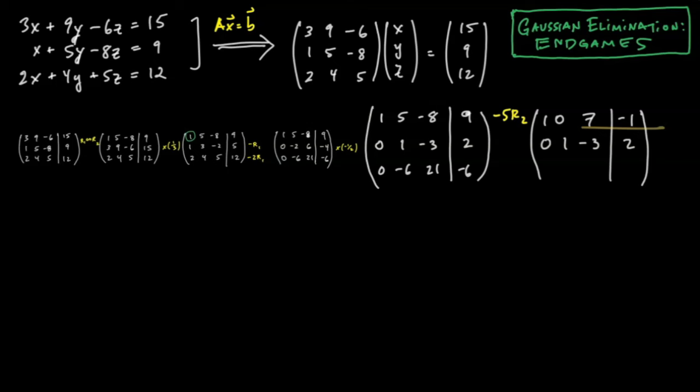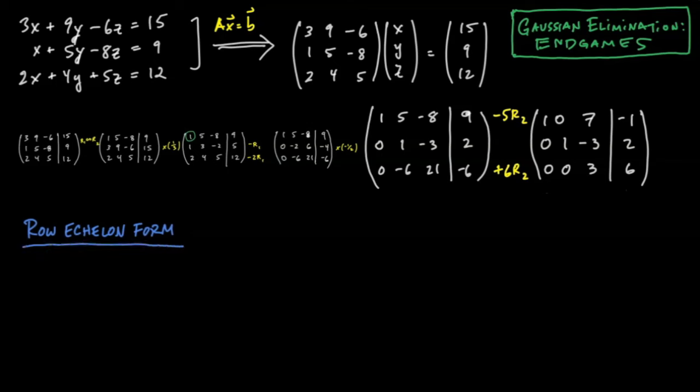giving us this stuff. And to get rid of the -6 below our pivot, we're going to add 6 copies of row 2, which gives us this. And if we want, we could stop here because we have achieved row echelon form. And to be in row echelon form, 2 things have to happen.